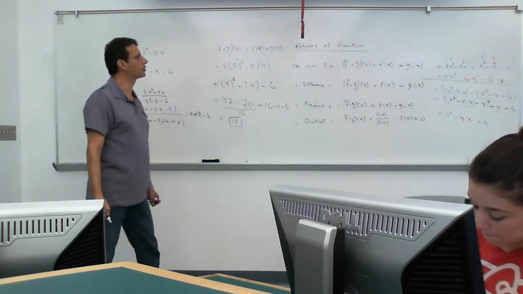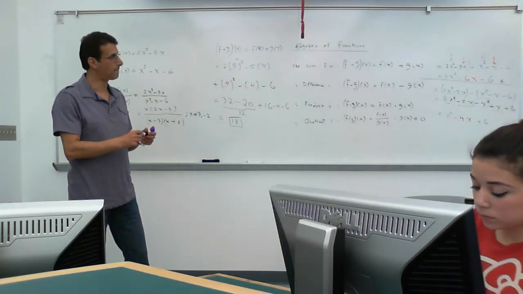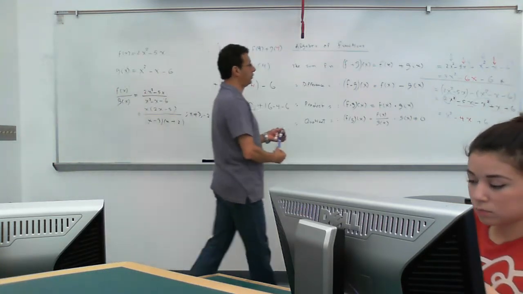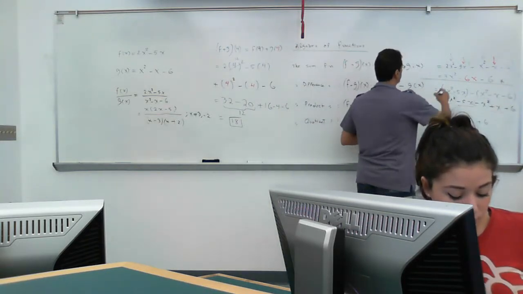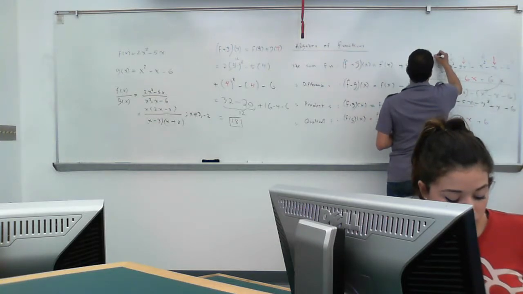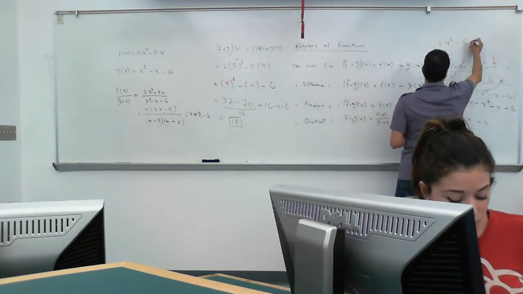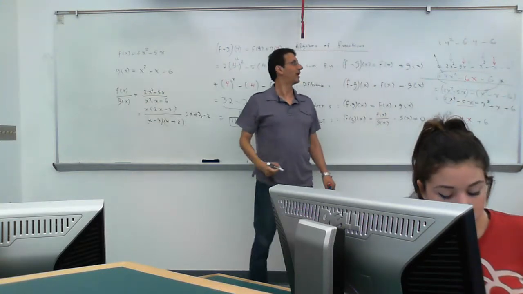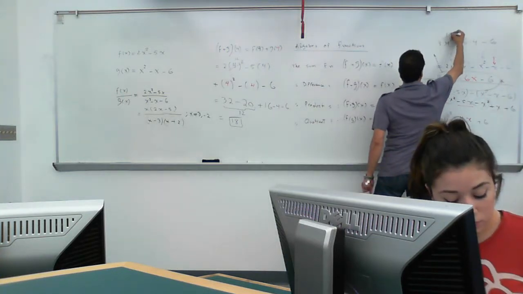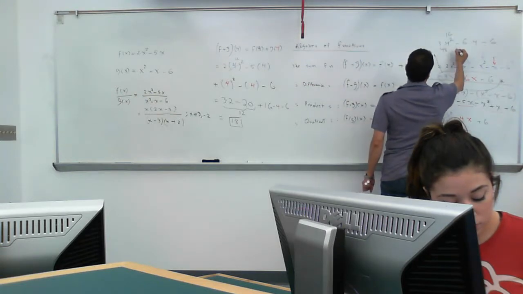f of 4 plus g of 4. What do you think we'll find here? We can plug in here 3 times 4 squared, right class? Minus 6 times 4 minus 6. And what is 4 squared?